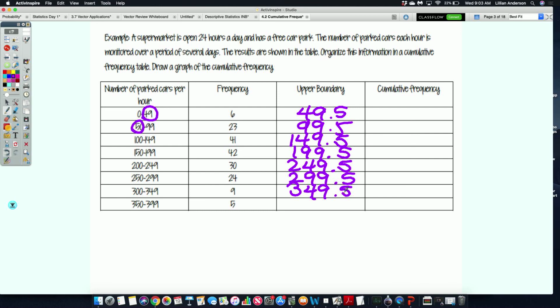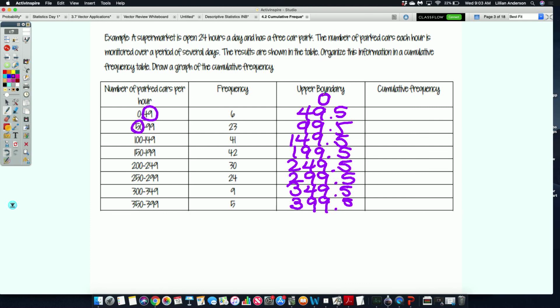And then, of course, we do need the upper boundary of the very last class. What would that be? 399.5. Very good. Now, the one thing that you never want to forget is the lower boundary of the first class. As we can see, it goes all the way to 0, and we do not look at a negative number of cars. So the lower boundary here is going to be at 0.